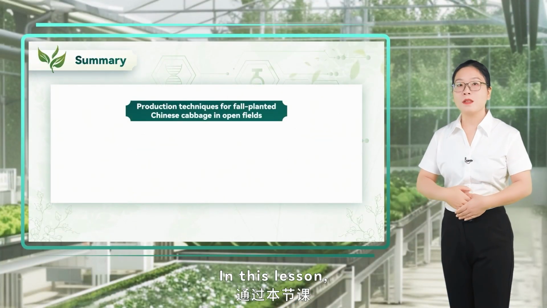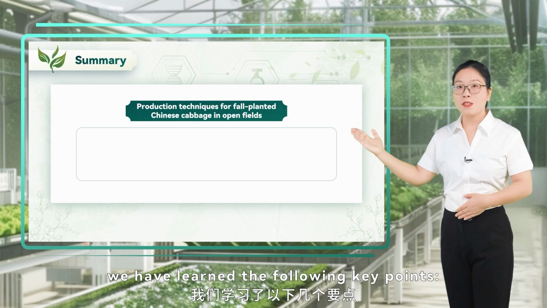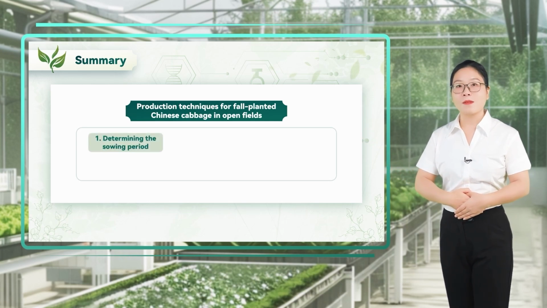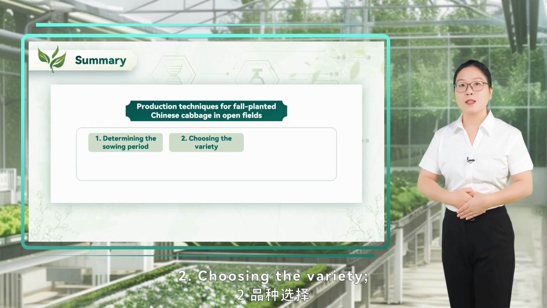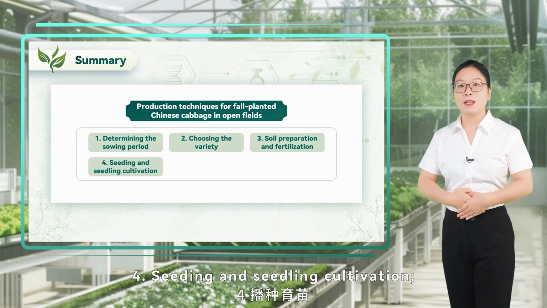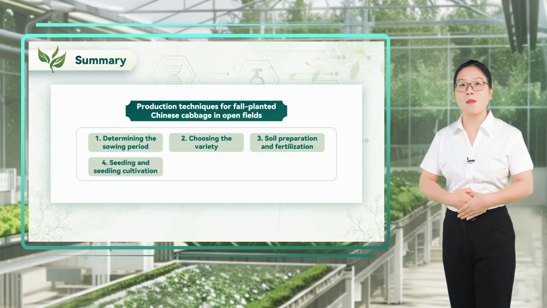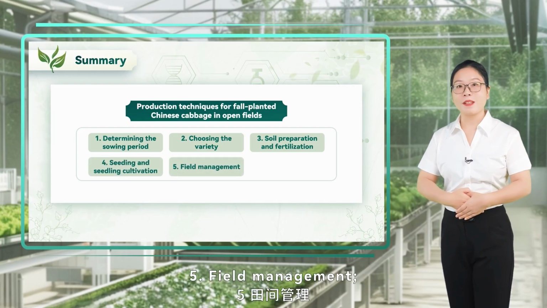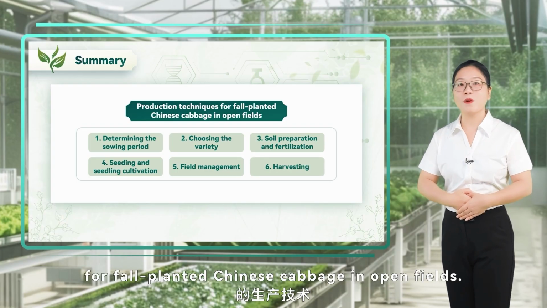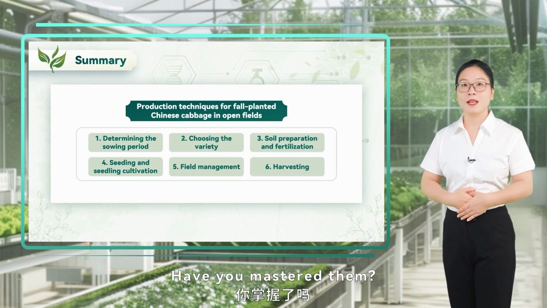In this lesson, we have learned the following key points. 1. Determining the sowing period. 2. Choosing the variety. 3. Soil preparation and fertilization. 4. Seeding and seedling cultivation. 5. Field management. 6. Harvesting. Alright, these are the production techniques for fall-planted Chinese cabbage in open fields. Have you mastered them?